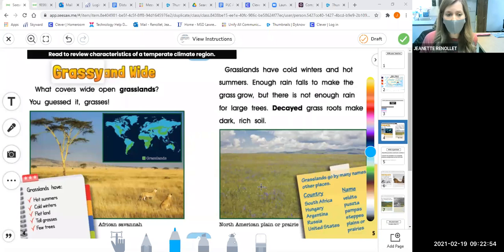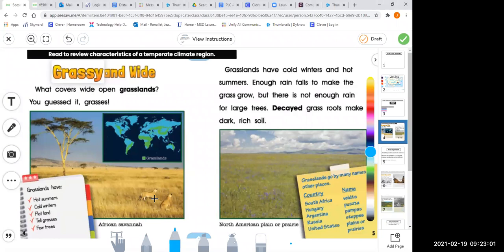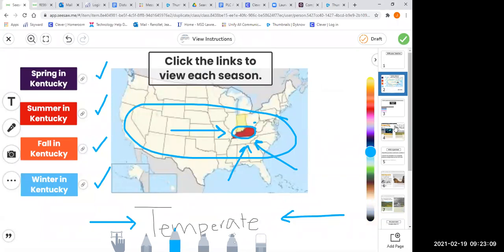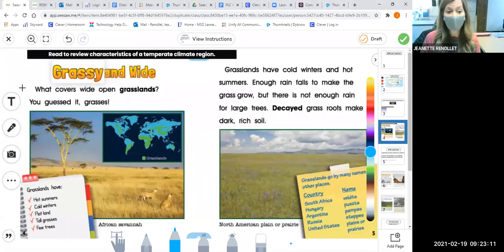Slide number 4 shows our text for today. One of the texts we're going to read. We are reading today about a temperate climate, just like we explored four seasons. Another example of a temperate climate is grasslands. In our country, we have areas that are called grasslands.